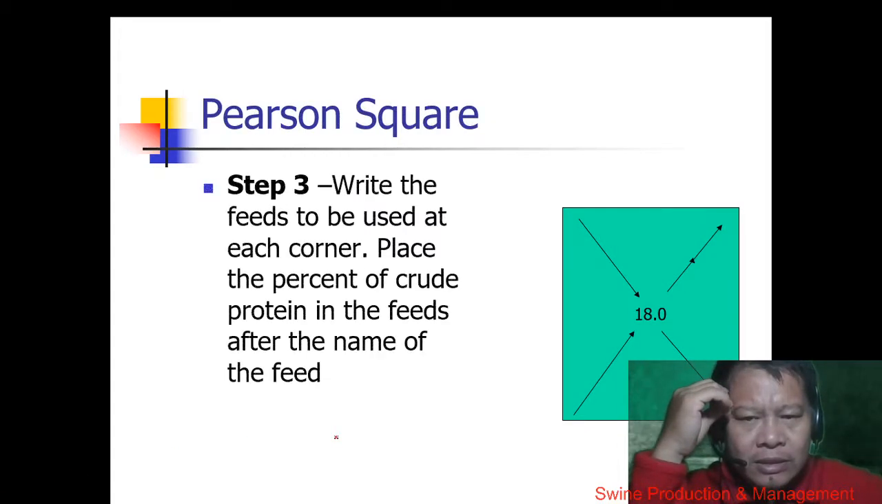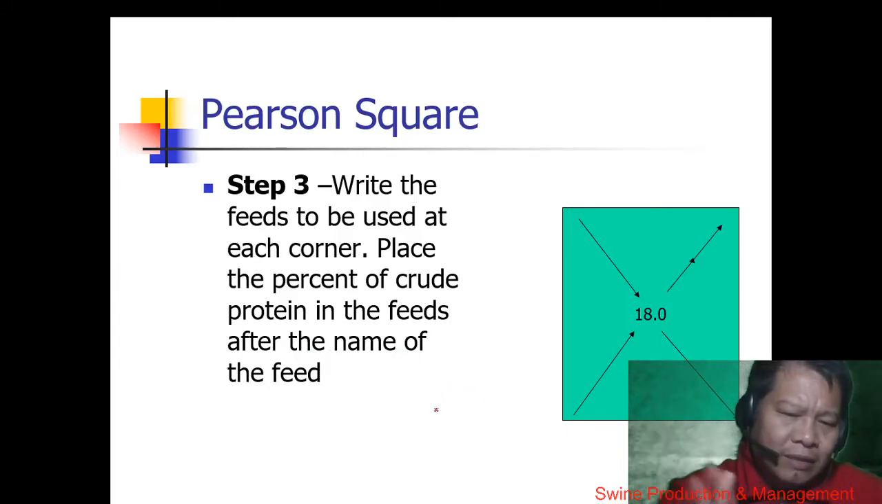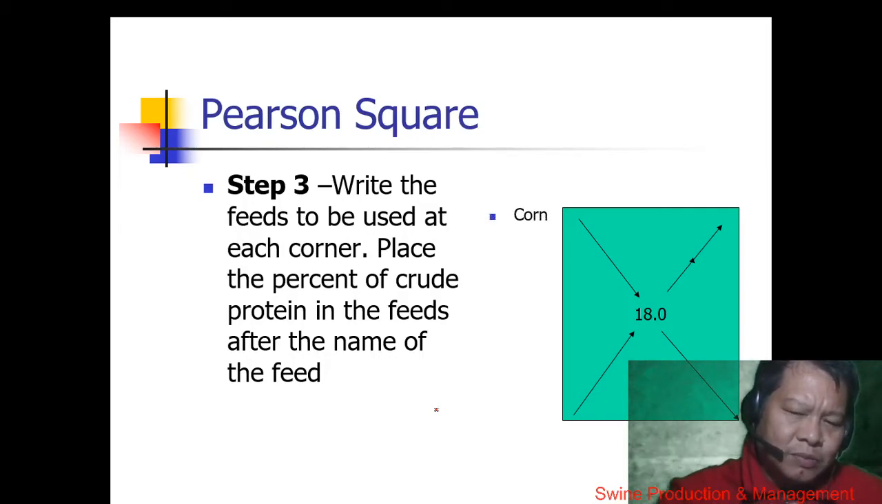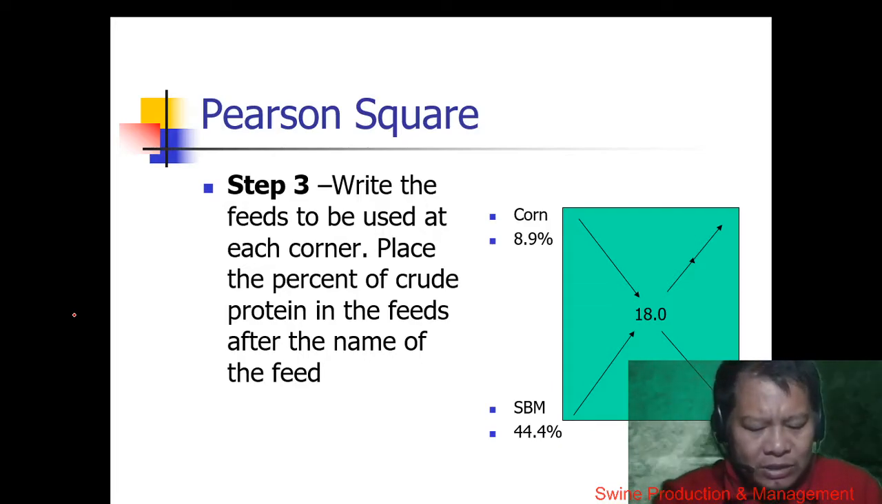So, yun. The next step, number 3, is write the feeds to be used at its corner. So, ang feed nitong gamiton is corn and soybean meal. Sa soybean, kailangan mo soybean, no? Place the percent of the crude protein in the feeds after the name of the feeds. So, isulat ang feeds, then isulat po dayon ang percent. Such as, for example, corn. Dayon, butangan og 8.9. Sa ubos, okay, butangan og soybean meal, niya 44.4%. So, kaya nung obserbahan, ang CP ng corn baba sa 18, ang CP ng soybean meal is taas sa protein.